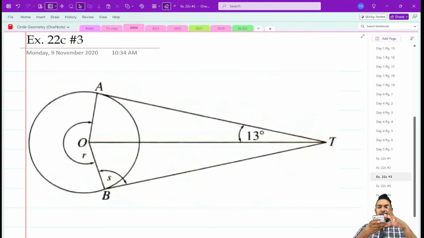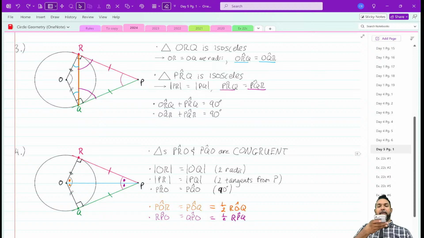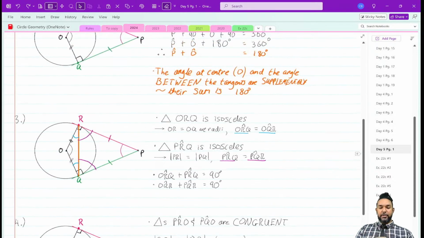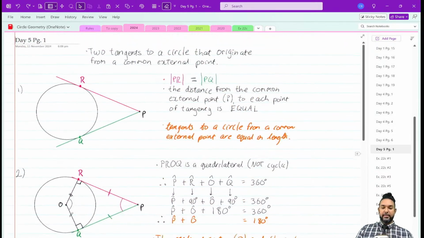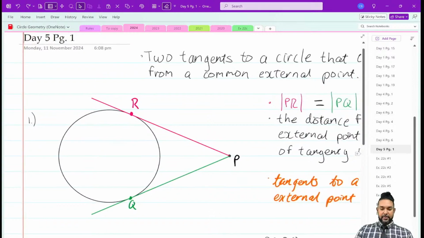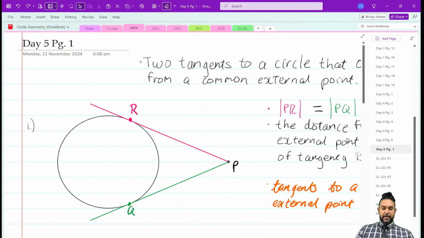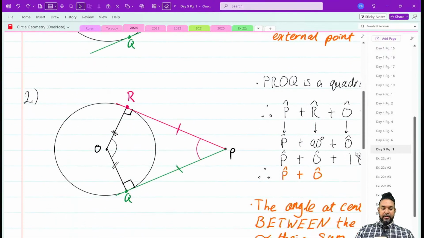Yeah, we're doing some circle geometry in maths class there. The first page today had some nice observations of the rules. We have two tangents to a circle that originate from the same external point, point P. So PR and PQ are the same length. And you could join these two radii here, creating a quadrilateral.